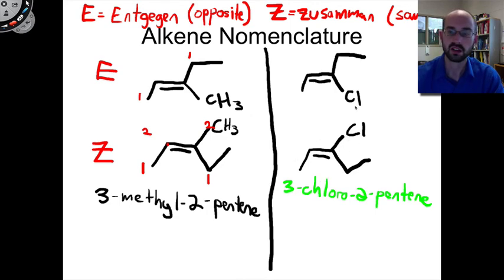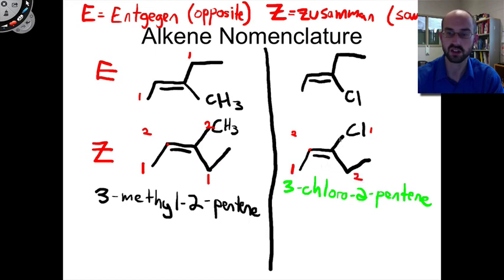On the 3-chloro-2-pentene molecule, let's do the same thing again. Well, the carbon on the left, same difference. The methyl group is larger than the hydrogen, so it wins. In this case, however, the chlorine is larger than the carbon that's attached to this alkene. So the chlorine gets the 1, the ethyl group gets the 2.